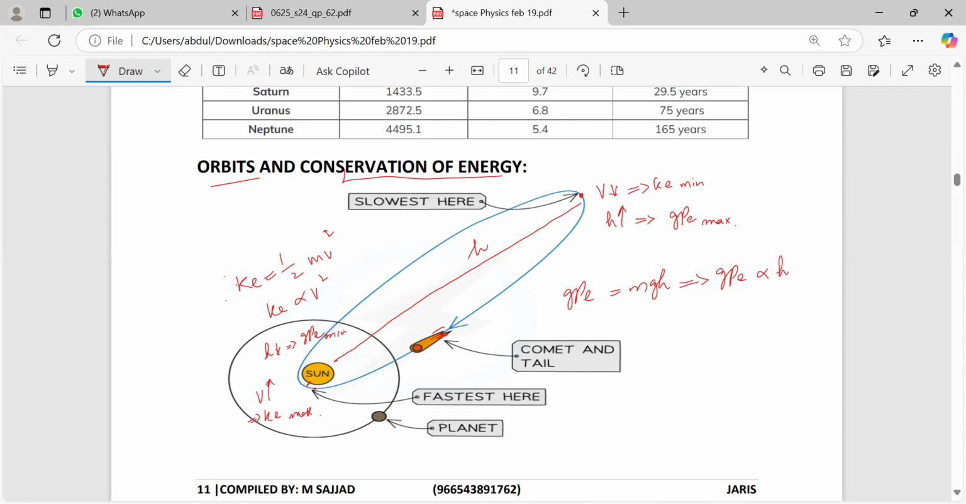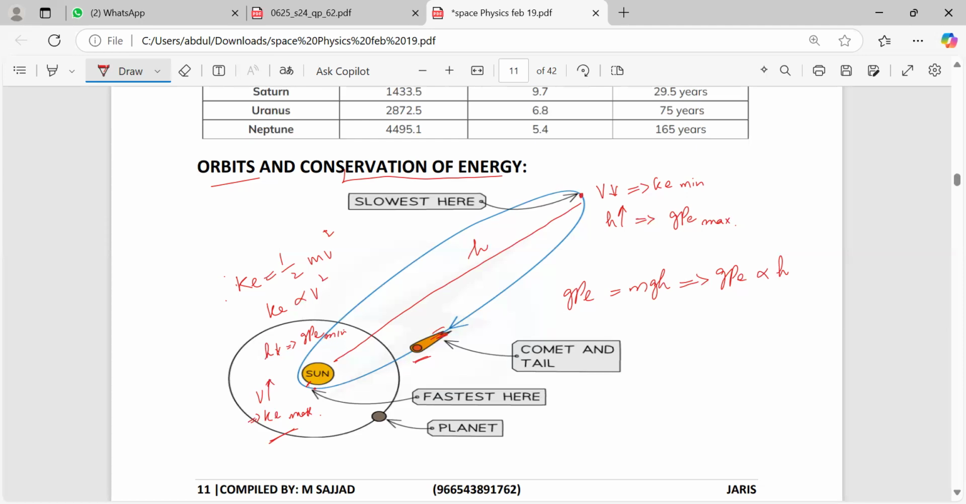When it is coming closer to the sun, the gravitational pull of the sun on it is very high, so it is moving faster. See, it is written fastest here. When this comet approaches closer to the sun, it becomes fastest. If it is becoming fastest, it means its kinetic energy will be maximum.